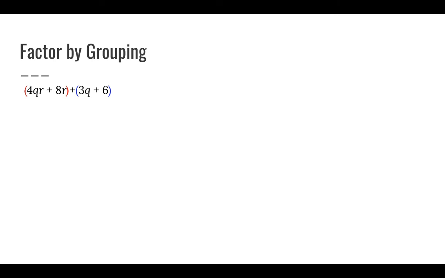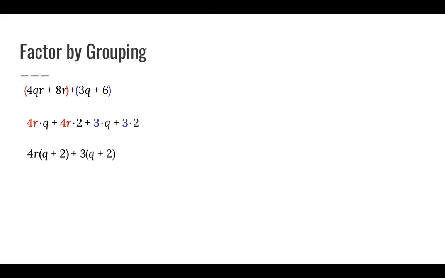So let's look at the first group. 4QR and 8R. If I break apart their factors, you'll see that they have a 4R in common between just the 2 of them. So I'll factor 4R out. The Q and the plus 2 is what will remain in my parentheses. Now let's look at the second set of parentheses. 3Q and 6, their common factor is a 3. So the 3 is what I'm going to factor out between those 2 terms, a positive 3. And what remains inside the parentheses is, again, another Q plus 2.